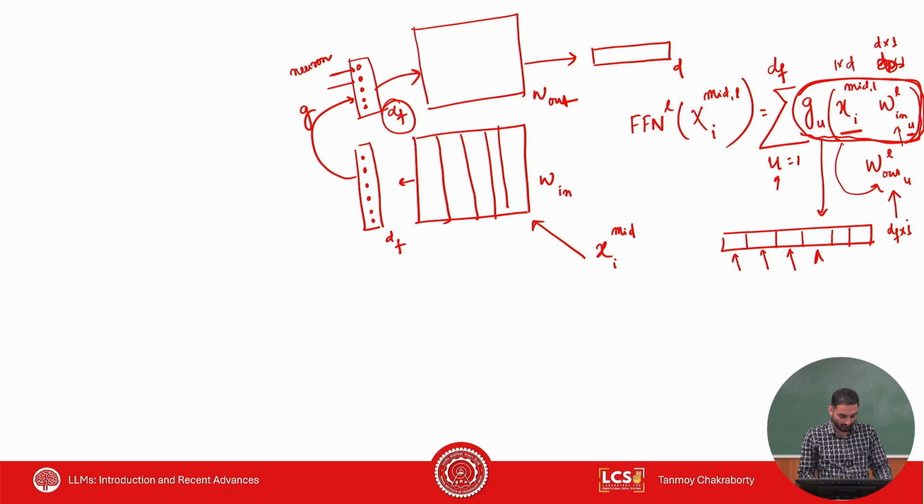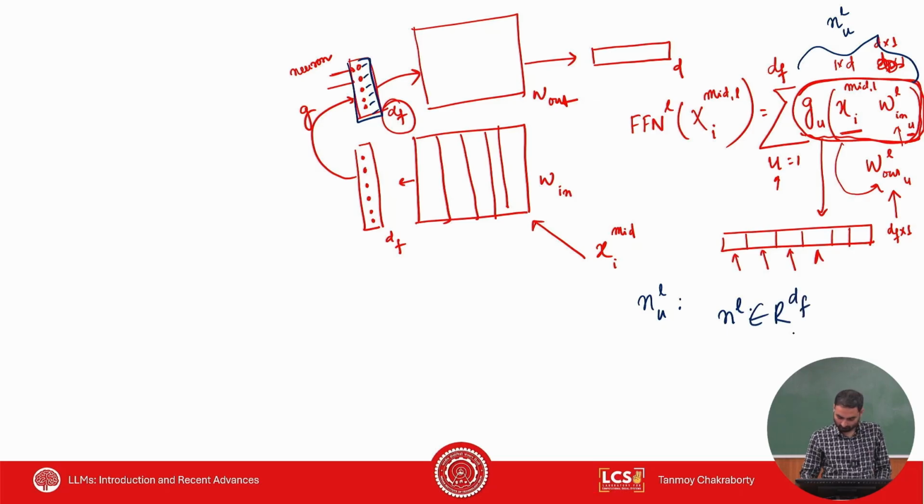So this is the feed forward layer operation. You can think of this entire operation and denote it by N u L. This is called neuron activation. This is essentially these elements here. So N u L is a scalar, and N L is a df-dimensional vector, called the vector of neuron activation. Now these operations will be executed at every layer.